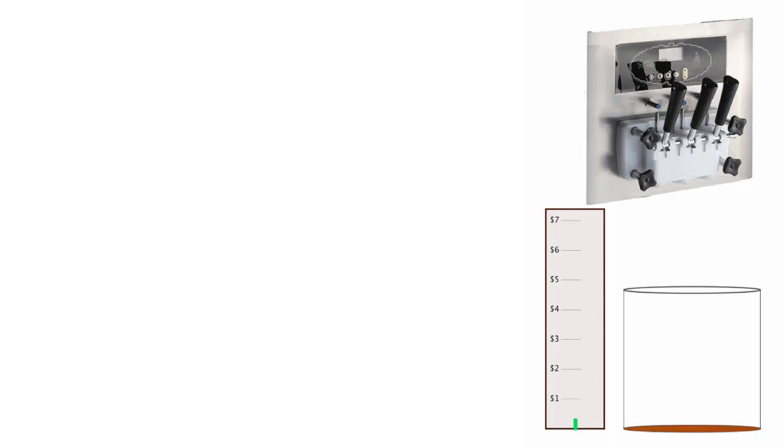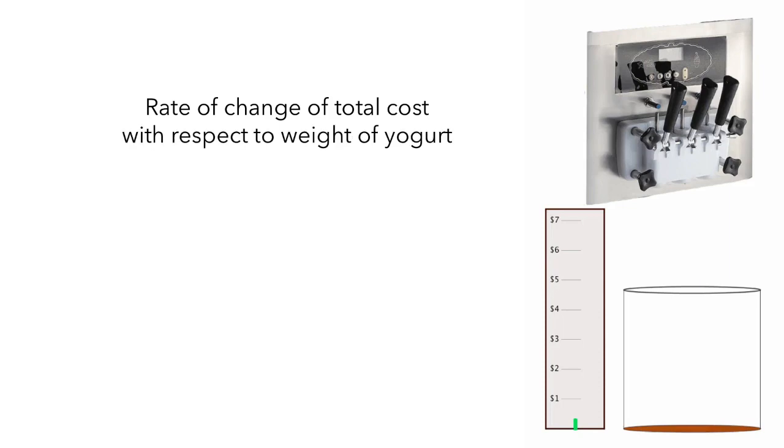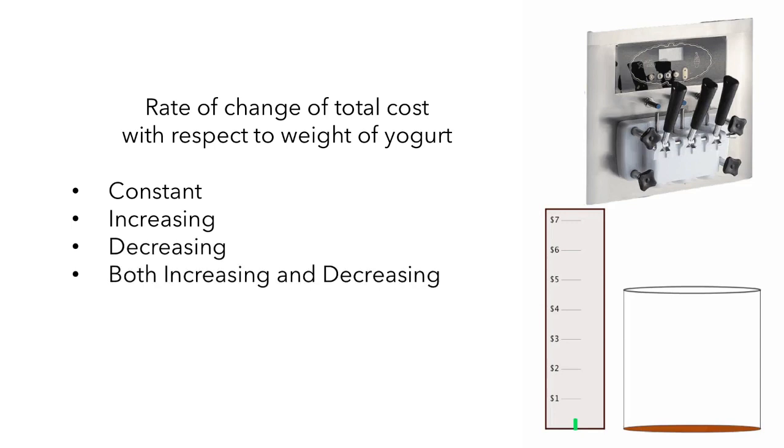As you watch the animation, think about the relationship between the weight of frozen yogurt in the cup and the total cost. In particular, you'll need to determine whether the rate of change of total cost with respect to weight of yogurt is constant, increasing, decreasing, both increasing and decreasing, or something else. I'll start the animation now.